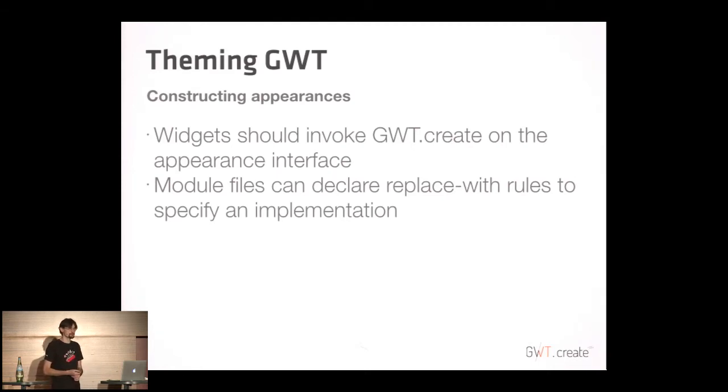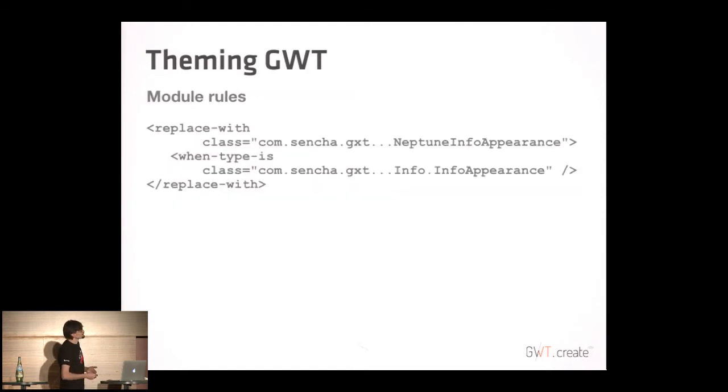And typically, those widgets will invoke GWT.create to say, give me an appearance that implements this interface. And then in your module file, in your GWT.xml file, you typically have replace-with rules that say, when you see this interface, go ahead and provide me with this instance. So, for example, we might have a rule like, when you see the info appearance, please give me the Neptune info appearance implementation. And this is a concrete implementation that has its specific HTML, its specific CSS, and its own wiring to handle all the update rules and all the methods that ask questions about how it's currently rendered.